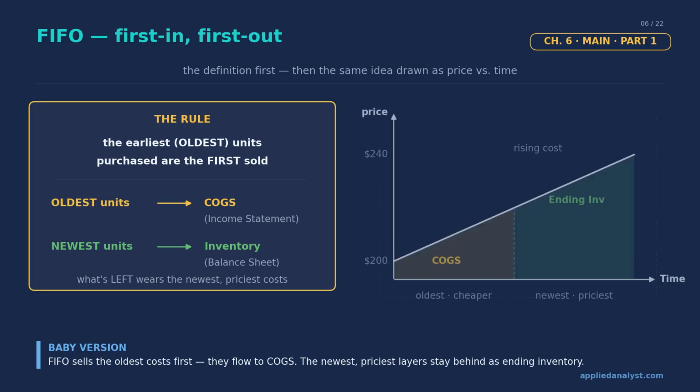Draw it as price against time. Prices climb all year, so the cost line rises. FIFO sells off the older, cheaper end first.